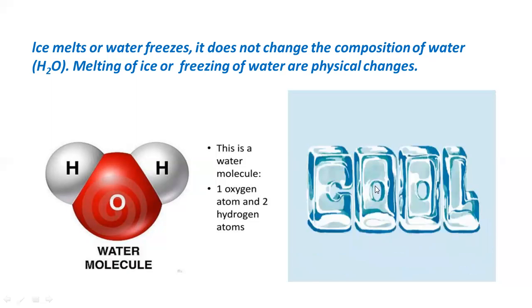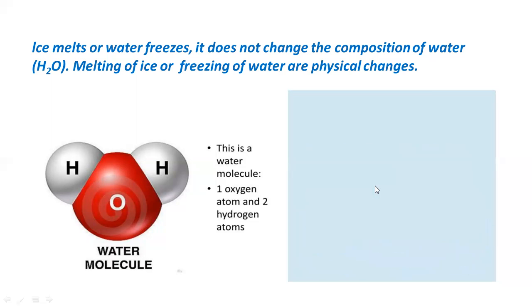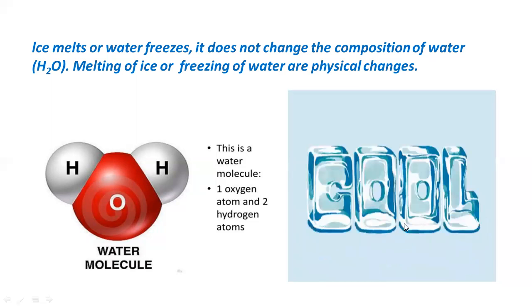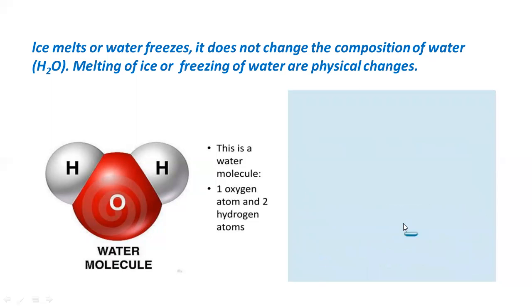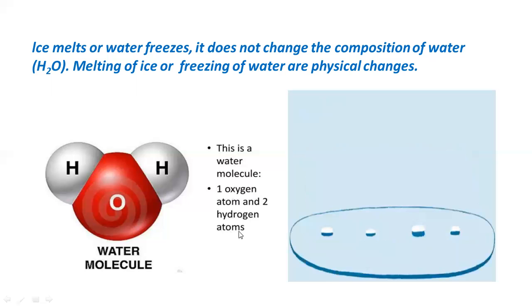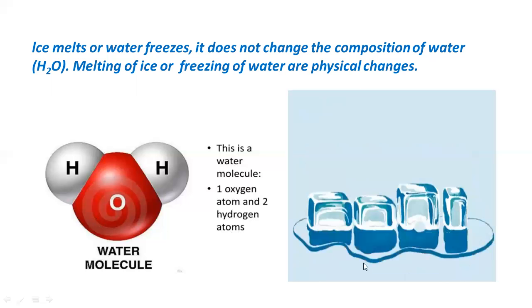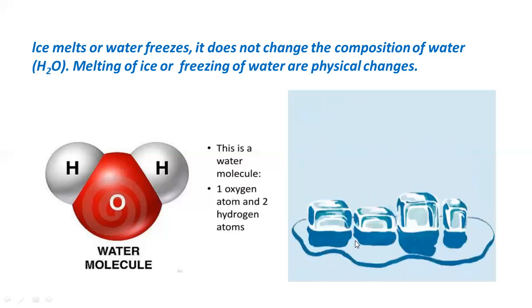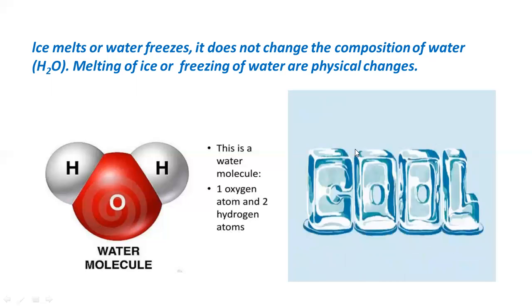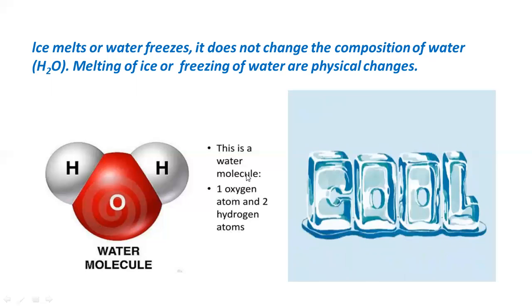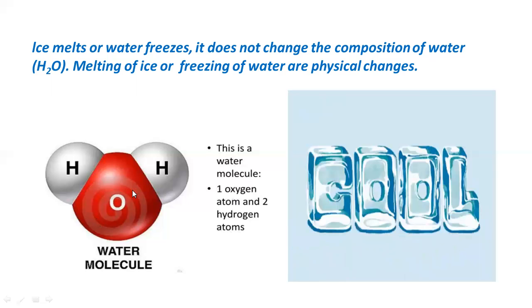But in this case, water, even if it is in the solid state in the form of ice or in the liquid state in the form of water, in both states this is water and it has two hydrogen atoms and one oxygen atom. This is a water molecule and it contains one oxygen atom and two hydrogen atoms. This is the composition of water. So if water changes from ice into liquid state or from liquid to the solid state, in both cases the composition of water, meaning the percentage or ratio of hydrogen and oxygen, will remain constant. Nothing will happen to the formula of water.